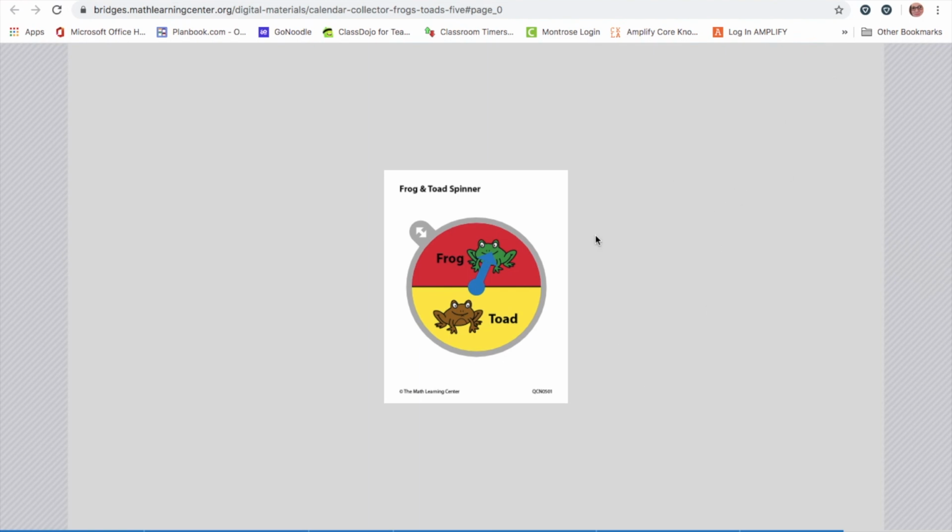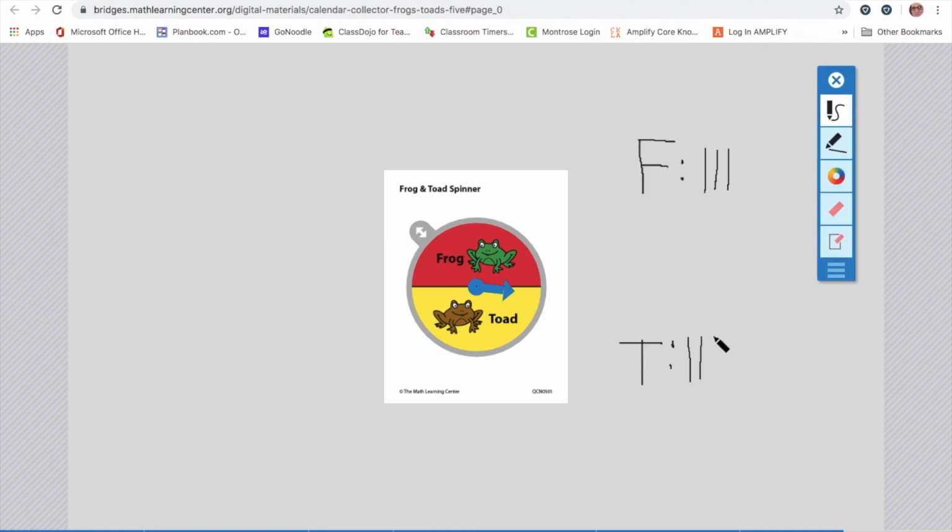Let's see, that was 5. Let's do 6. Oh, that one's close, but if you look really close at your screen, it did land on toads. You're right, it is tied again. Frogs have 3, toads have 3. They're equal, they're the same, they're tied.